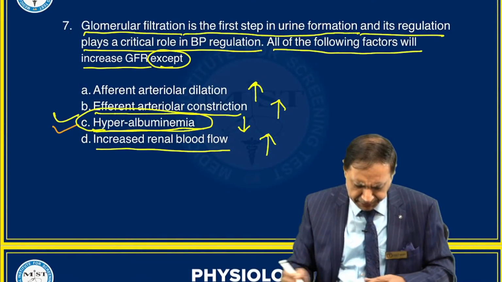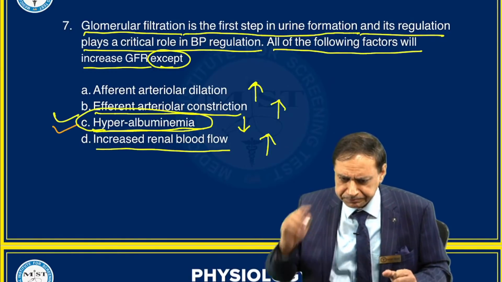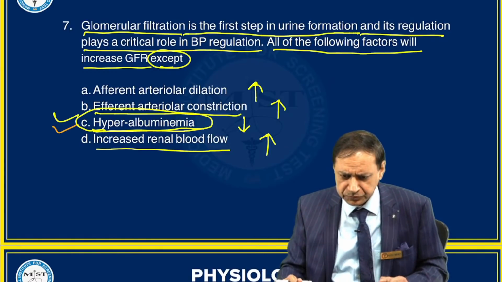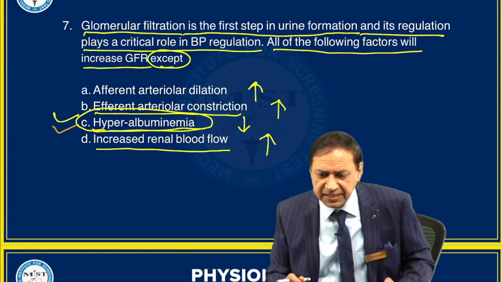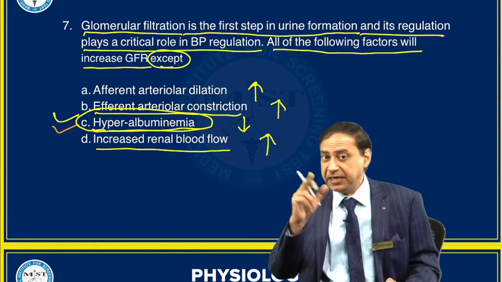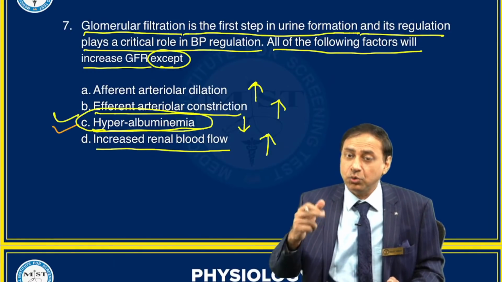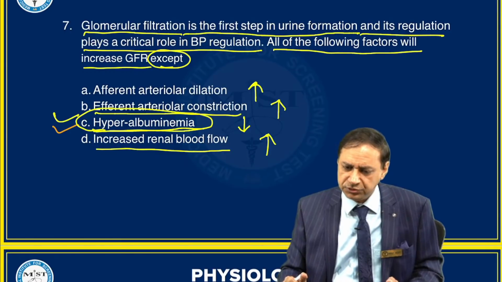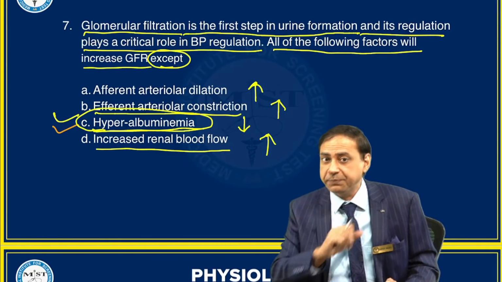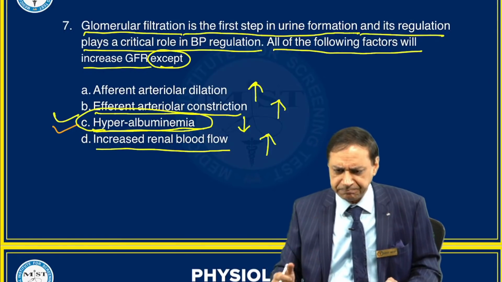Clear cut answer here. Hyperalbuminemia will decrease the GFR. Hypoalbuminemia will increase the GFR, but hyperalbuminemia will decrease it. This will affect the oncotic pressure. You are right, Nitesh, Huda, you are right. It will affect the oncotic pressure. Hydrostatic pressure, oncotic pressure. Is that okay?